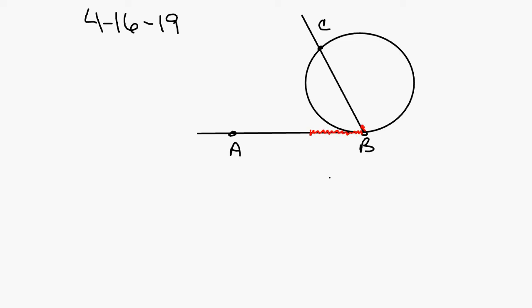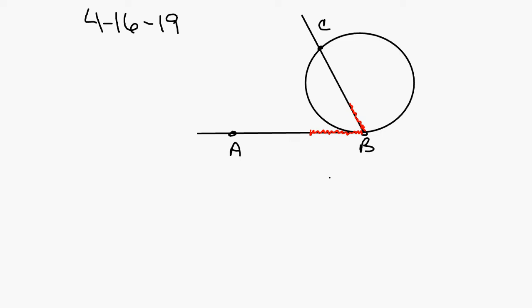And this angle is called an angle on the circle. Yesterday you dealt with angles that were inside the circle, because the chords and the secants intersected inside the circle. Today you're going to deal with angles that are formed on the circle and outside the circle. This is a case where the angle is formed on the circle.